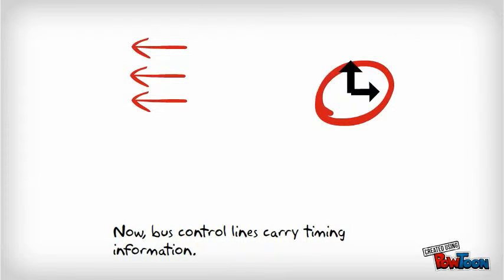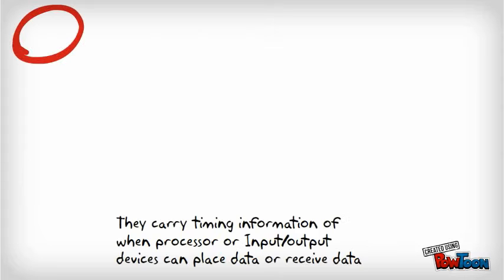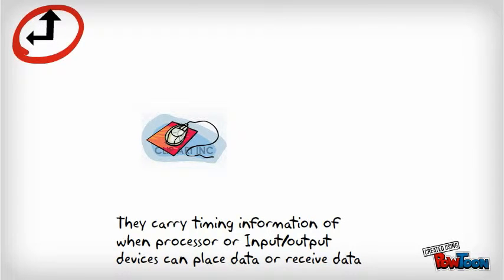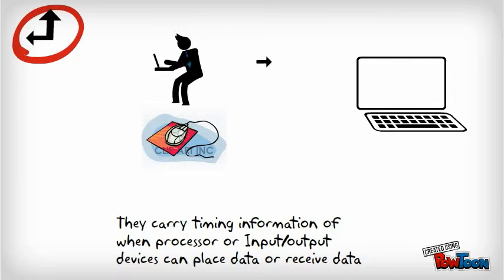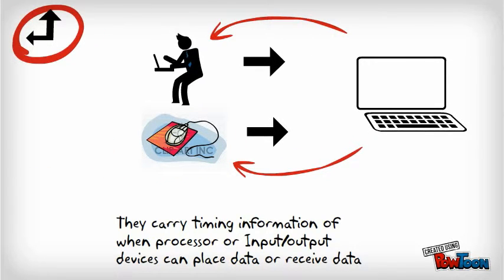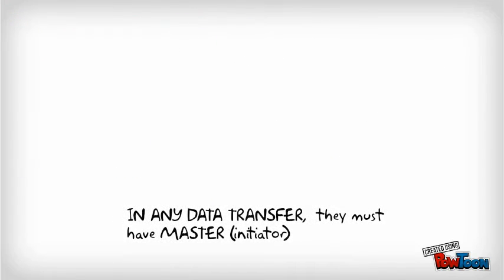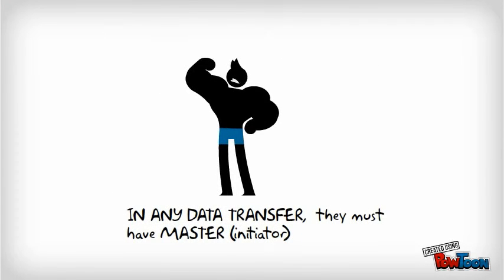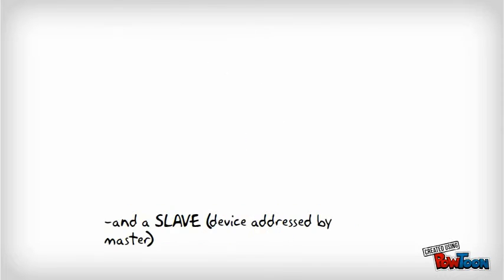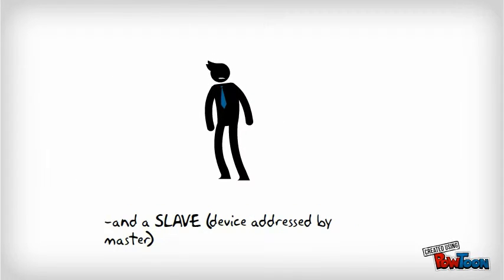Now, bus control lines carry timing information. They carry timing information of when processor or input or output devices can place data or receive data. In any data transfer, they must have a master, the initiator, and the slave, device addressed by the master.